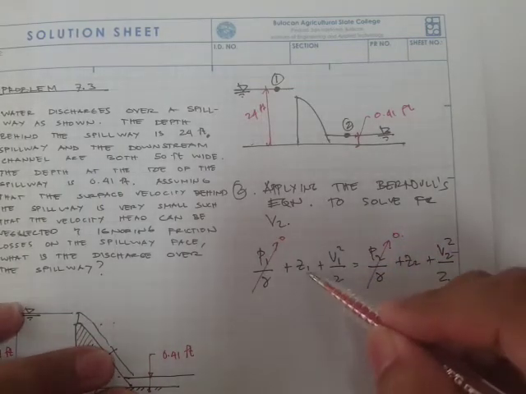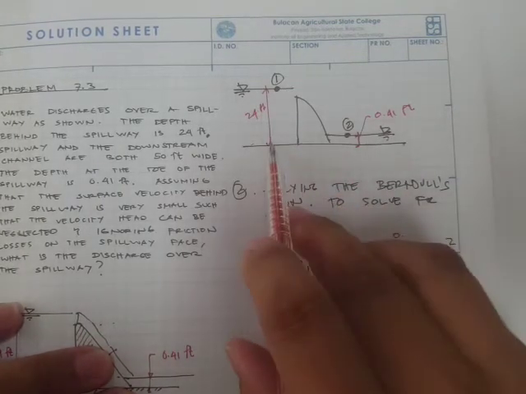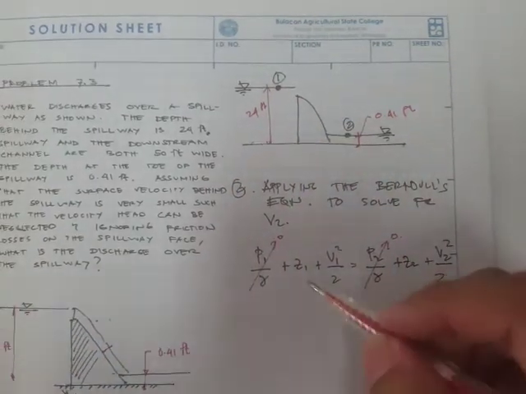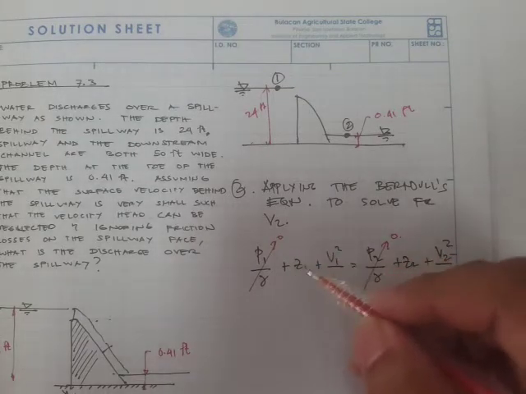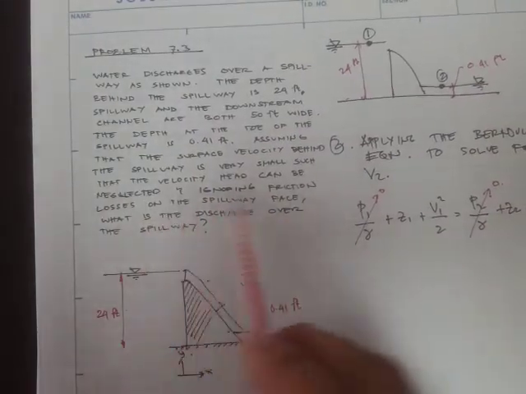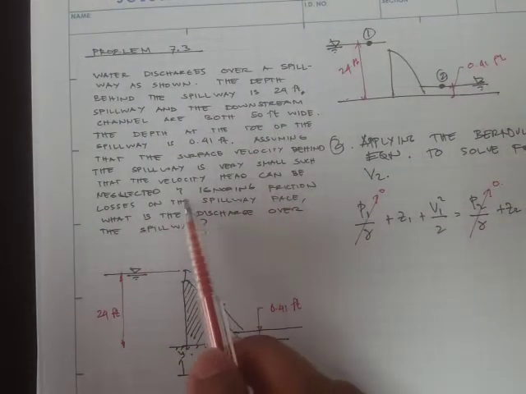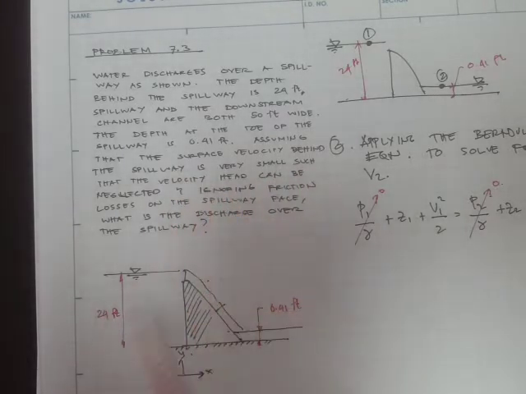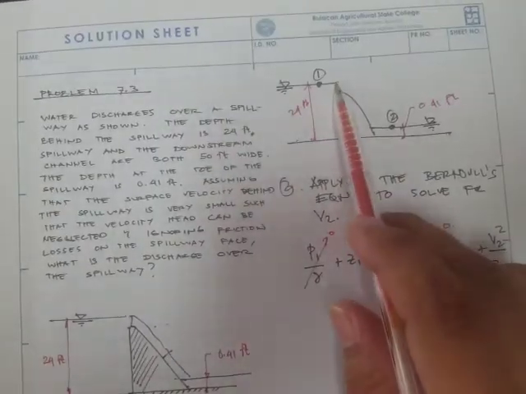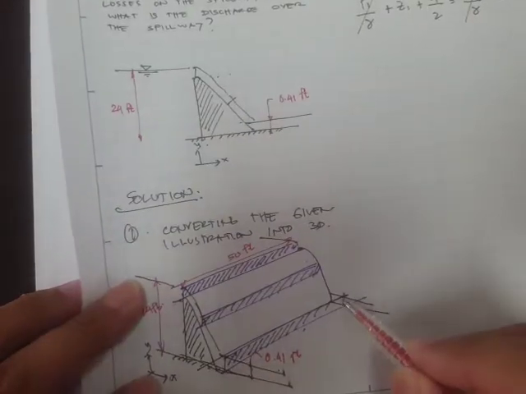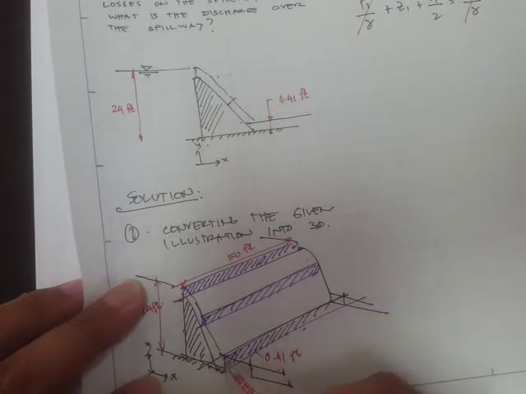Okay, for the elevation head, we have values at point 1 and point 2, so no, we can't just neglect this. Now for the velocity head, it says here that the velocity head can be neglected. So the surface velocity behind the spillway is very small, so this has a small velocity as compared to this one. So I guess when referring to discharge, this should be the velocity at this section.